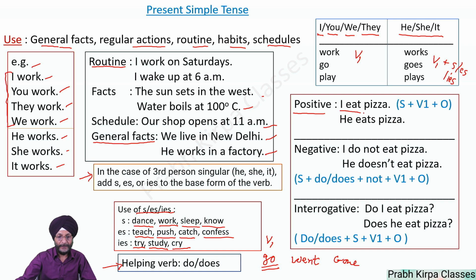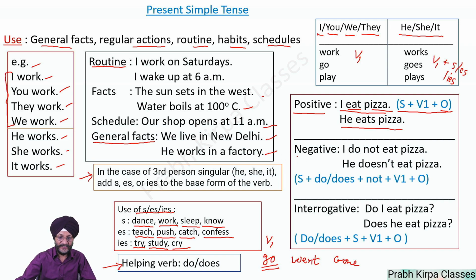Now we give the examples of present simple tense in positive form. Example: I eat pizza. He eats pizza. You will notice here s is added, as already explained that in the case of he, she, it, we have to add s, es, or ies to the base form of the verb. This is the formation of the present simple tense. First we take the subject, in this case I, then the first form of the verb, in this case eat, and the object, in this case pizza.